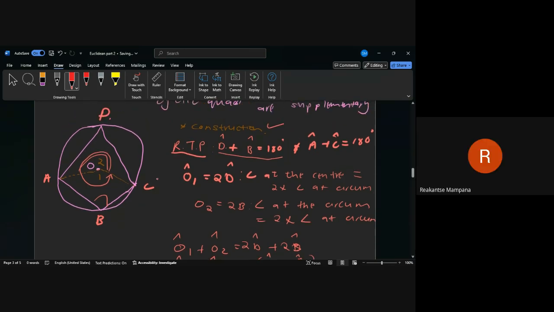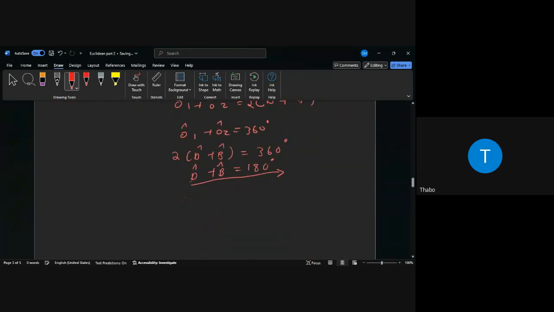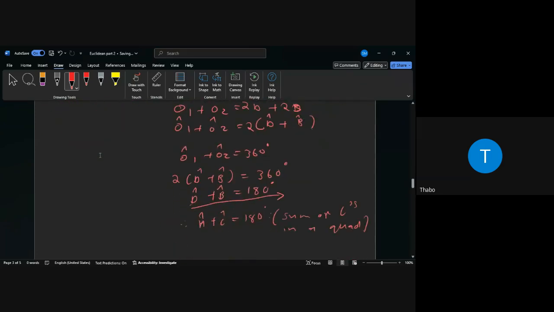Since we proved that angle D plus angle B is 180, and the sum of angles in a quadrilateral must be 360, it means angle A plus C are also 180, because it has to be 180 plus 180 to make 360. Therefore, angle A plus angle C is equal to 180 degrees. What's the reason? Sum of angles in a quadrilateral. We are done with the proof. You get your 6 or 7 marks.